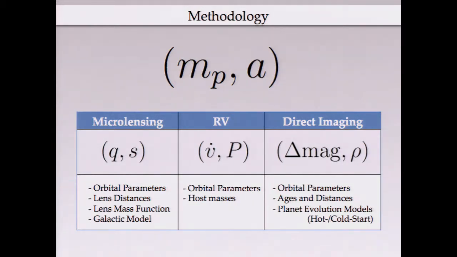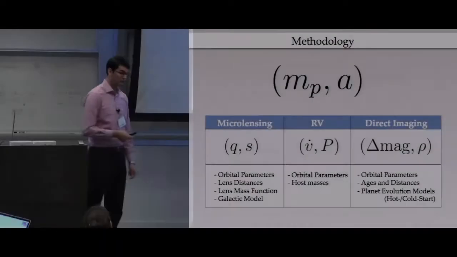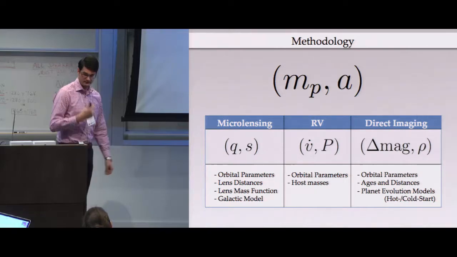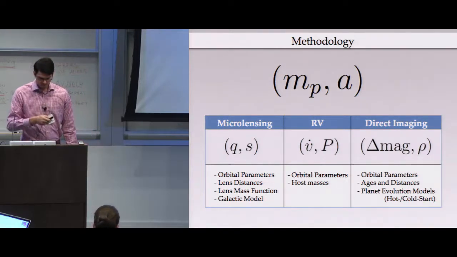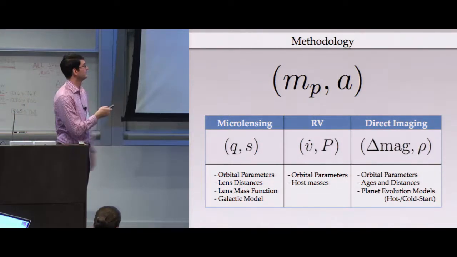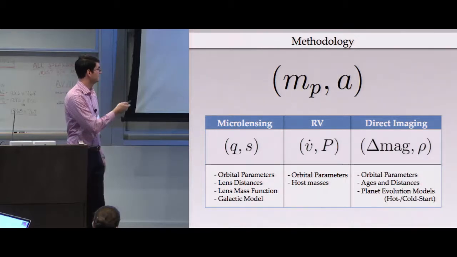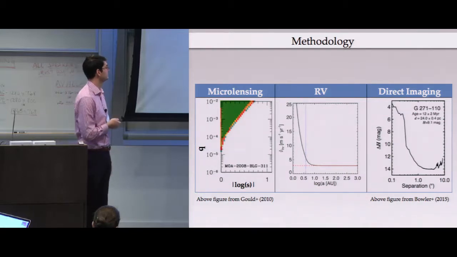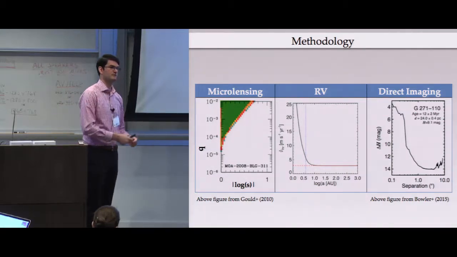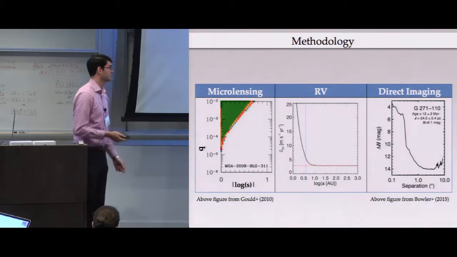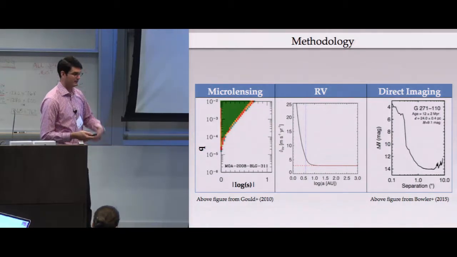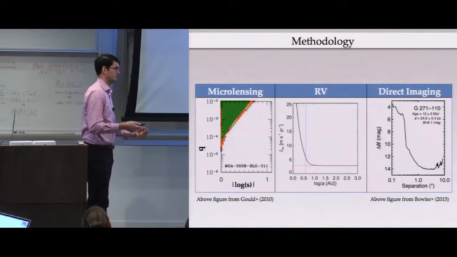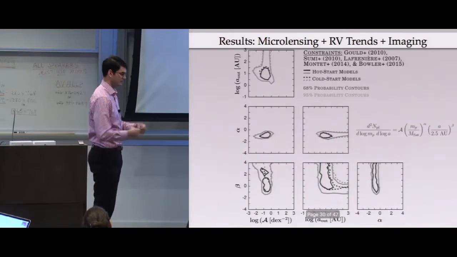And for direct imaging, we need a magnitude difference in some band, as well as a projected separation, either in physical units or as an angle, and we need a distance for that. So we draw a random distribution and map it into each of these different parameter spaces, simulate each of these surveys, and here I'm just showing examples of detection efficiency curves for these different types of surveys. Ask what they detect and compare with what they actually detect, assign an overall weight to this particular population, and repeat this process many, many times.